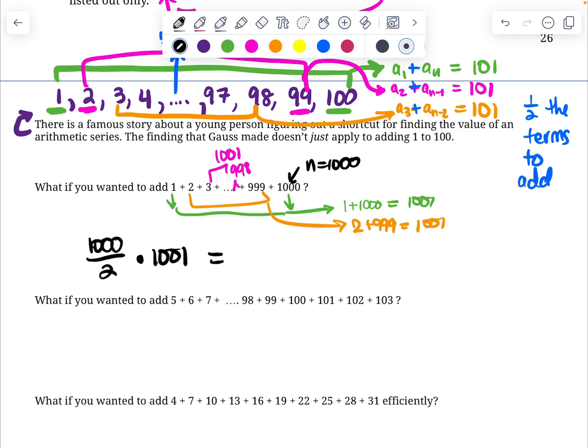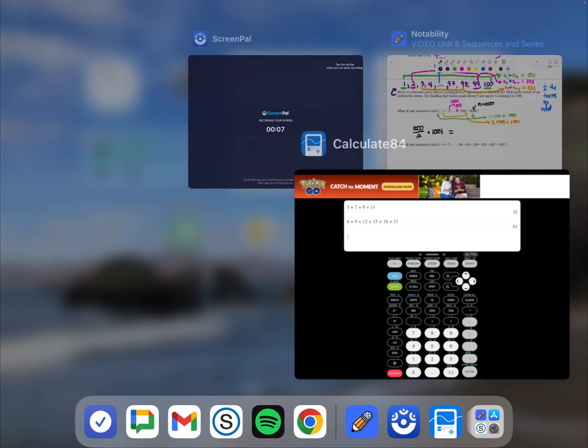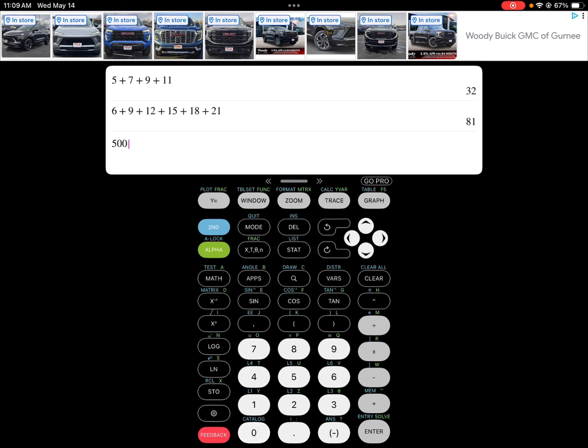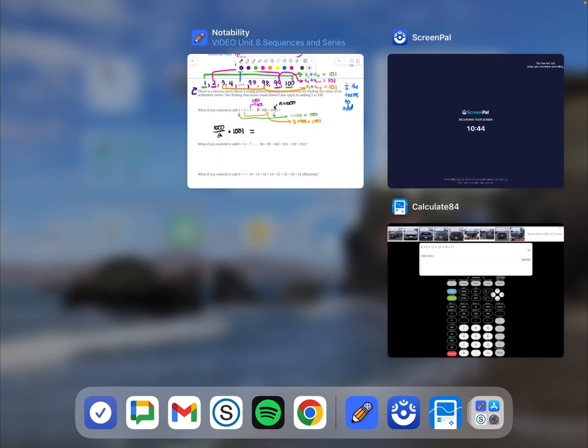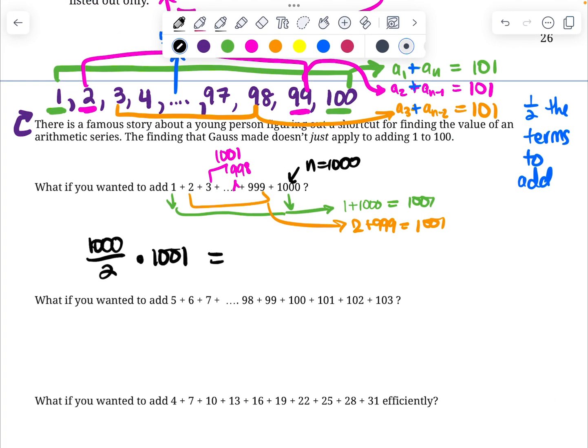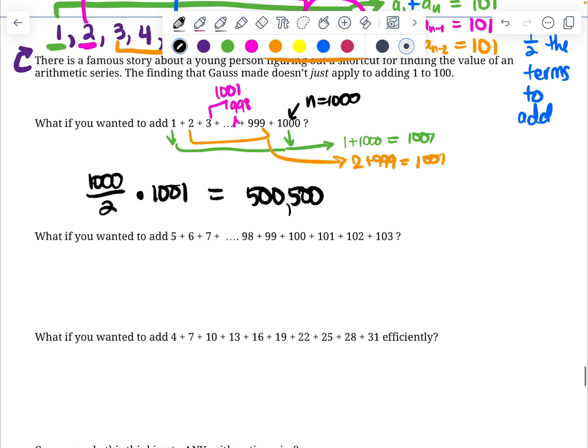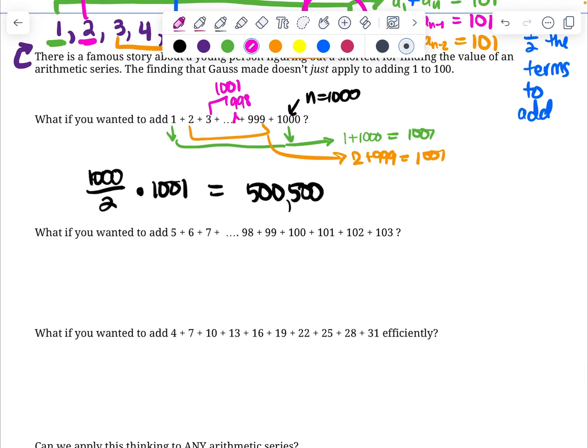Okay, so that's 500 times 1,001. Sorry, I was going to do that on my handheld calculator and realized that I wanted to show it to you. So it would be this number, 500,500. Sorry, guys, went to the wrong screen. So 500,500. All right? Now, what if we wanted to do that here?